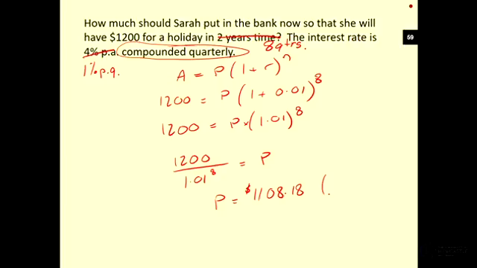Yes, it's dollars. Yes, it's 2DP. Okay, so that's not too spectacular. Not have 1,200, should still have to invest 1108. It's the right direction. You know, clearly it had to be less than, but yeah, 2 years at 4% doesn't make you that much.